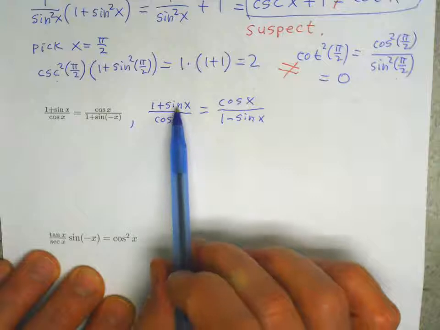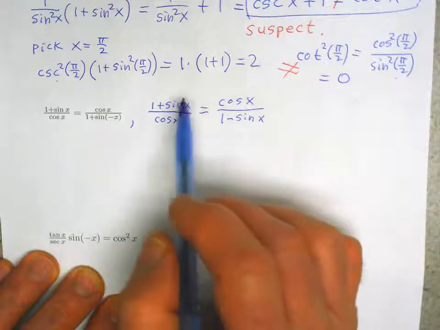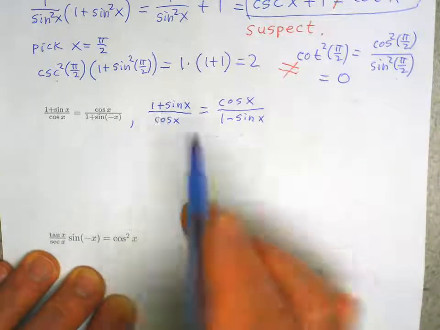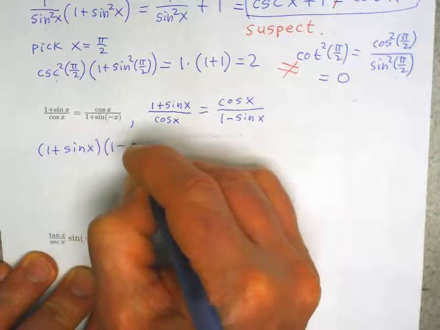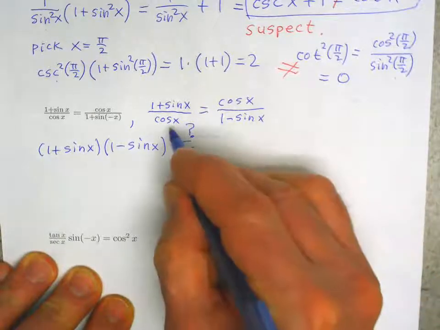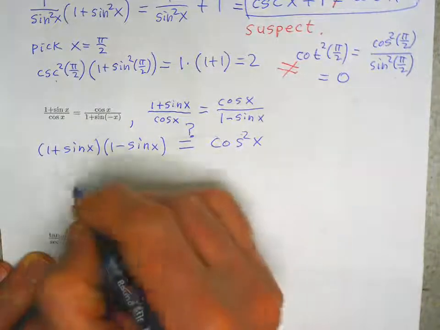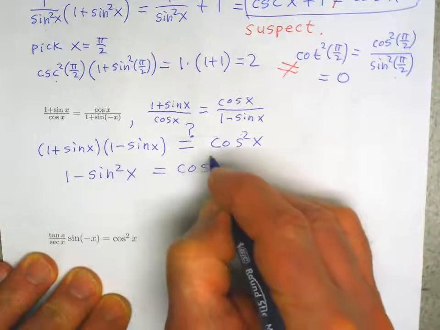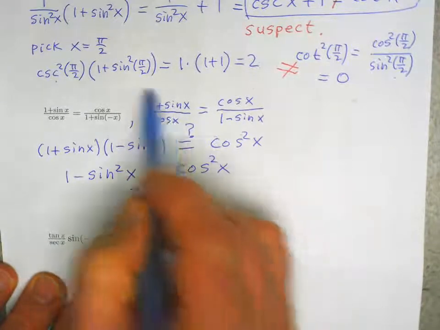One way to go about checking to see if this equation is an identity is to check whether the cross products are equal. One cross product is 1 plus sine of x times 1 minus sine of x. We want to know if that's equal to the other cross product, cosine of x times cosine of x. So 1 plus sine of x times 1 minus sine of x is 1 minus sine squared of x, which equals cosine of x squared. And we know that that's true. So this is an identity.